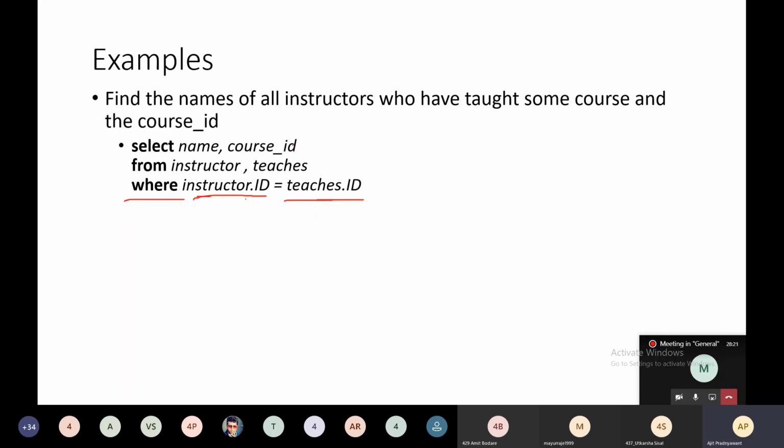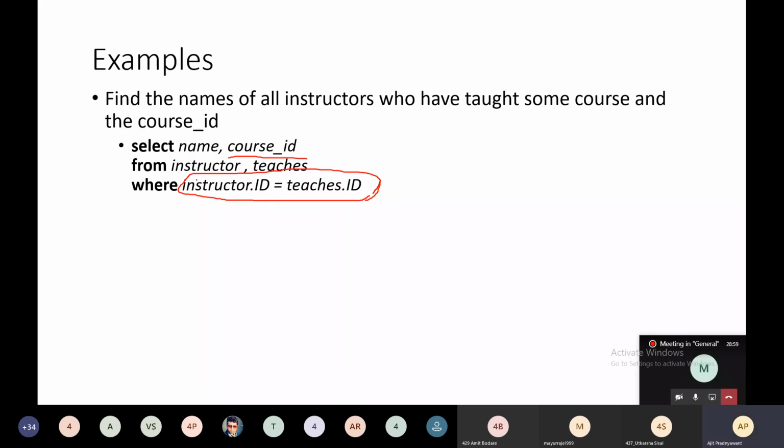You need to retrieve the course ID from the teachers whose instructor ID is the same in both the relations. This ID is present in both the relations, teachers as well as instructor. So you need to match it. Then only you will get the correct course ID of that particular instructor who has taught that course. And behind the scenes, at this stage, the Cartesian product is implemented.